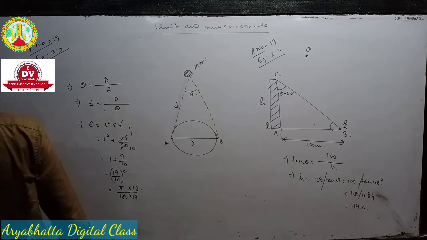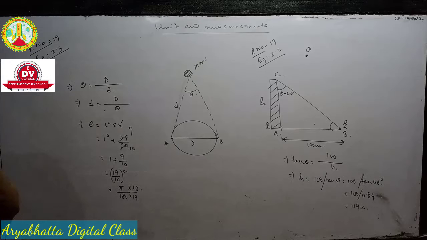So your angle will be, we have to calculate that, it is 3.14 into 19 divided by 180 into 10.